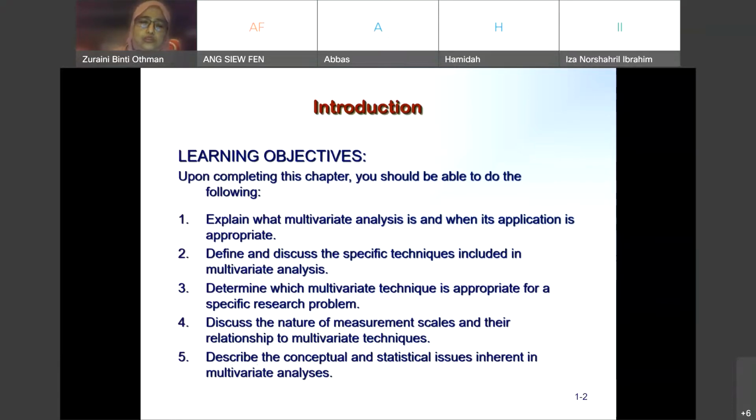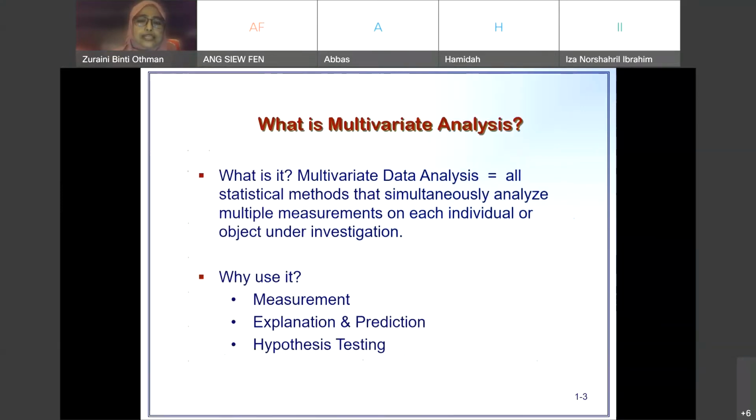I'm quite sure you have already been involved in analysis. For example, in statistics, if we do a survey, then we have the data and we analyze the data. From the data, we can conclude something. That's the analysis that we have done. Okay, what is multivariate analysis?